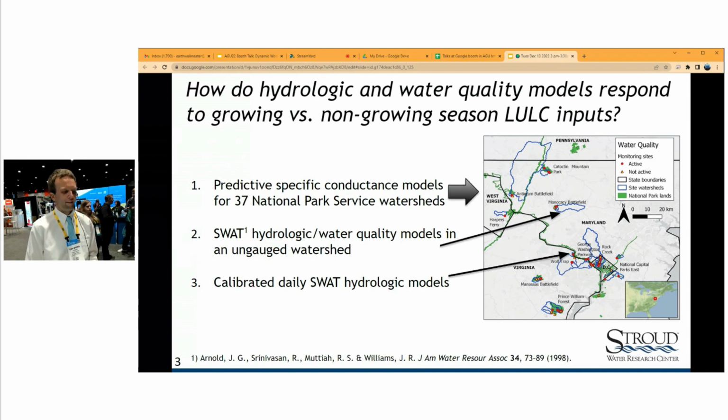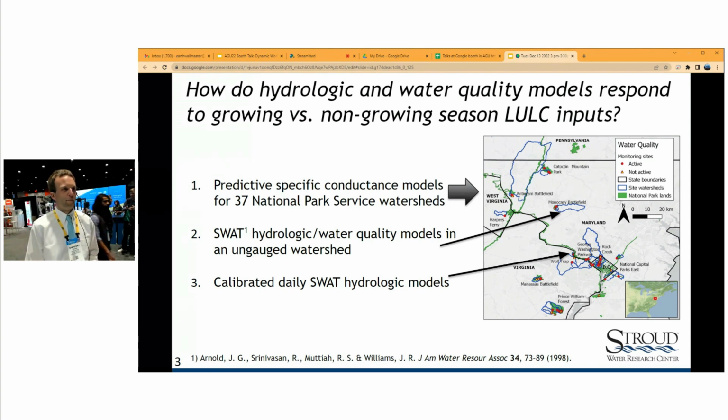In the simplest, we had predictive water quality models of specific conductance for 37 temperate National Park Service watersheds in the Washington, D.C. area. And then for our second case, we used the Soil and Water Assessment Tool, a hydrologic and water quality model, which is one of the most used water quality models in the world. And for this case, we tested this model in an ungauged watershed.